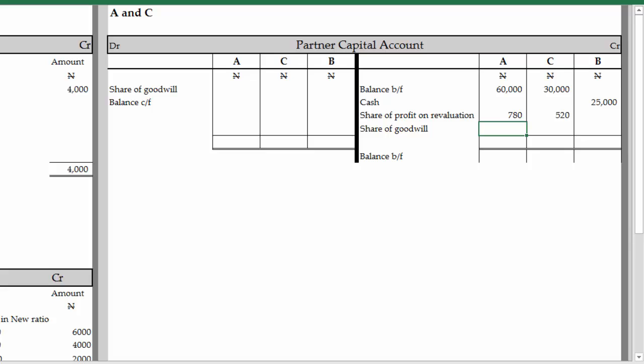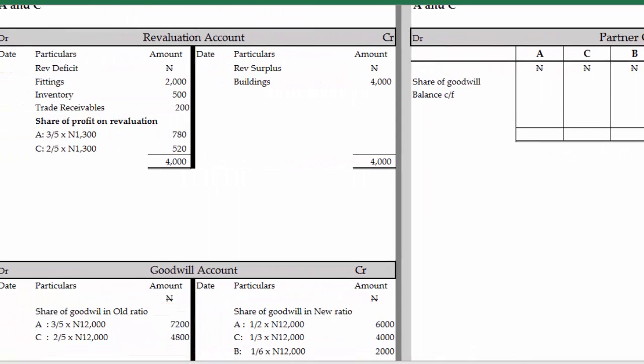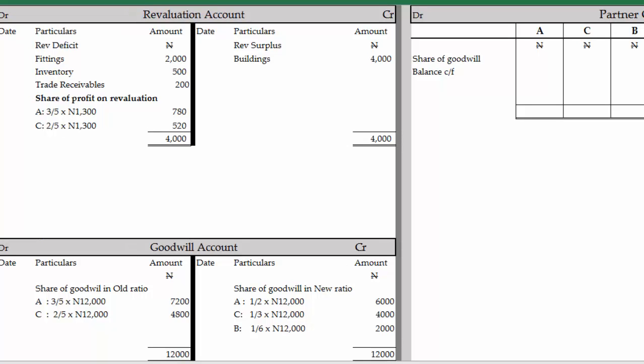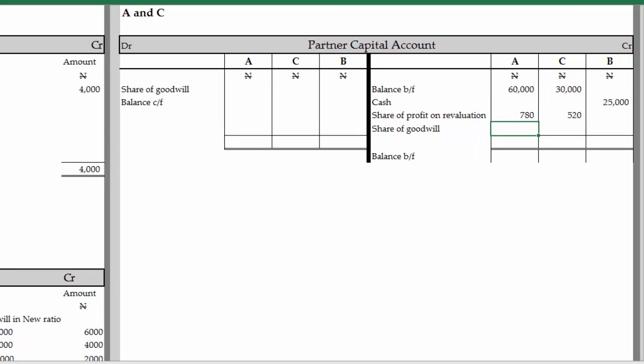The next is the share of goodwill. Remember, we said you initially share goodwill in the old profit sharing ratio by debiting the goodwill account and crediting the capital account. We have debited the goodwill account with A 7,200 and C 4,800. So let's credit the capital account with the share of goodwill: A takes 7,200 and C 4,800.